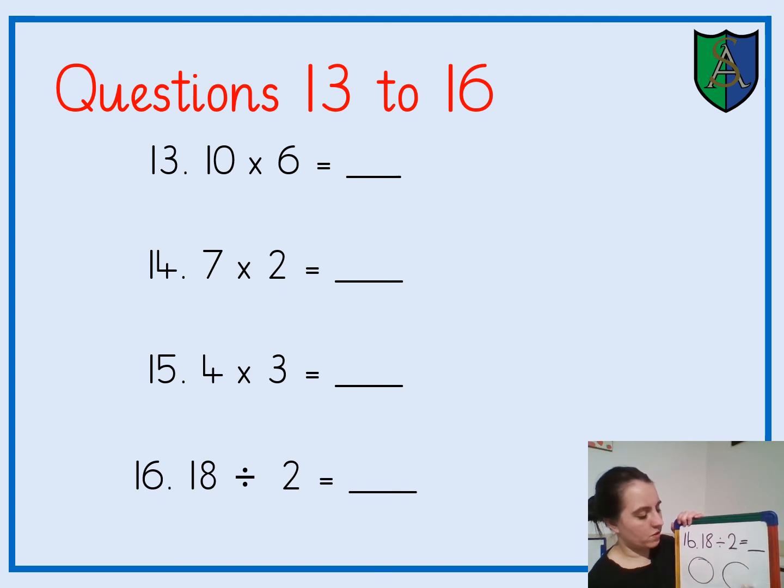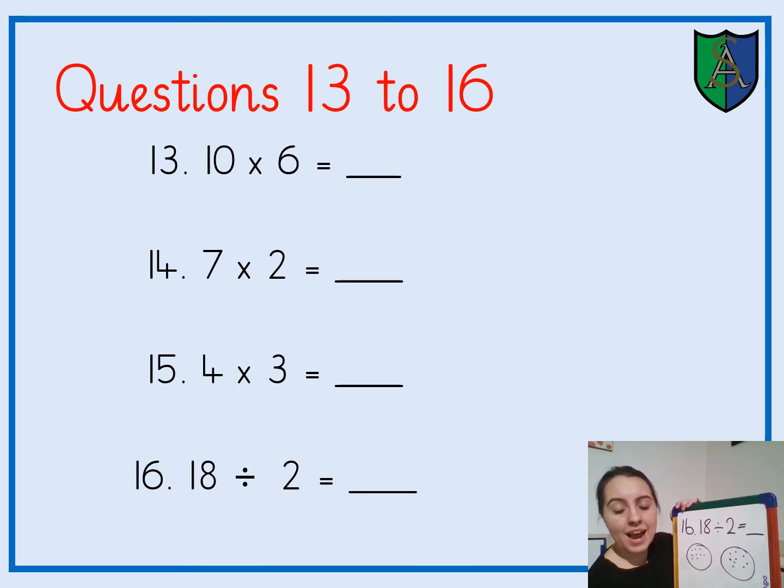So the way that I would do this is I would draw 2 circles and I would share 18. I would keep drawing dots until I got to 18. So I'd say 1 for you, 1 for you. That's 2, 3, 4, 5, 6, 7, 8, 9, 10, 11, 12, 13, 14, 15, 16, 17, 18.